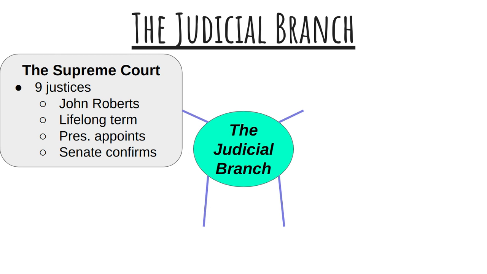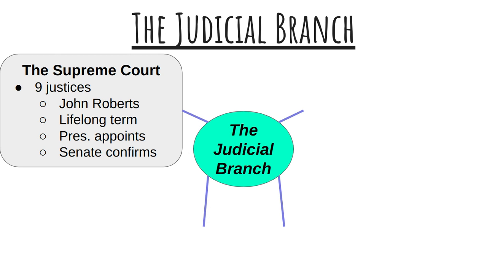Currently, John Roberts is the Chief Justice. He presides over the Supreme Court. Justices will serve for life. So if you're in the Supreme Court, you serve a lifelong term. You can serve as long as you'd like until you die, until you retire. The president is the person who appoints those judges, and the Senate has to confirm them.